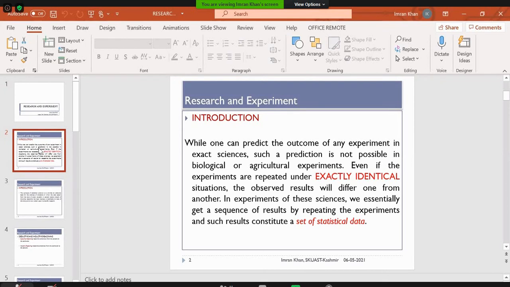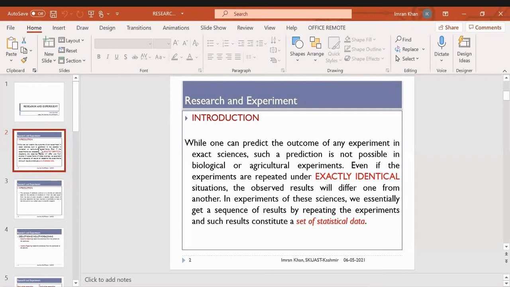But in biological or agricultural experiments, if you repeat the same things under identical conditions, every time you will get different results. So you are having variation: same experiment, same thing, same conditions, but you get different results. So we are having two situations. One is exact outcomes every time you get, and the second one is you get different outcomes under identical conditions. That happens in biological or agricultural experiments.